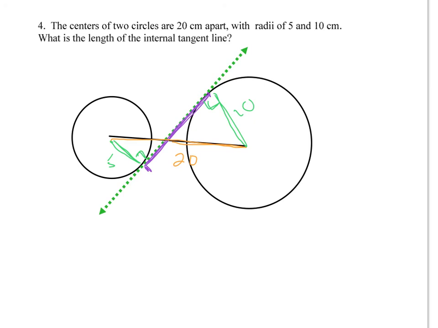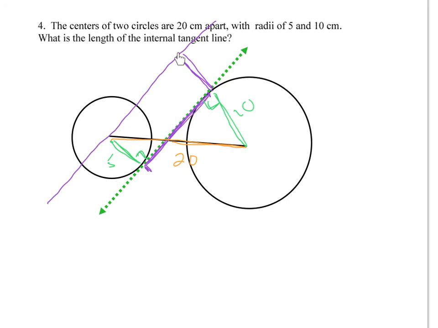Through the center of our smaller circle, we're going to draw a line that is parallel to our common tangent. And it must pass through the radius of the larger circle. And we see now that the line that's parallel to our common tangent does not pass through the radius. So we're going to extend the radius just like that.